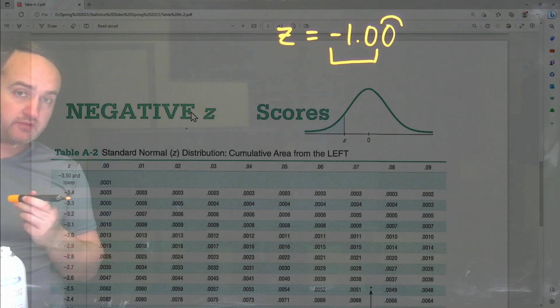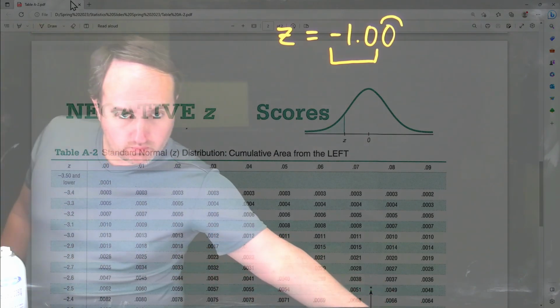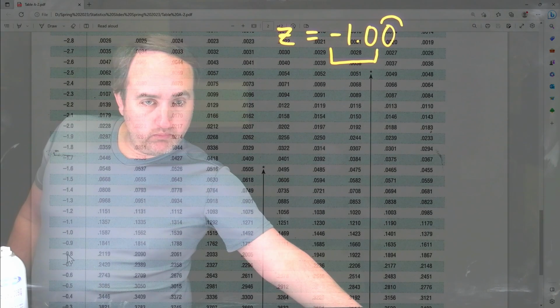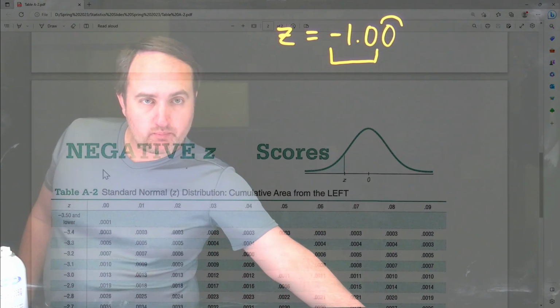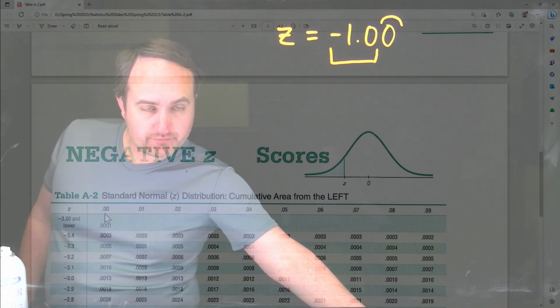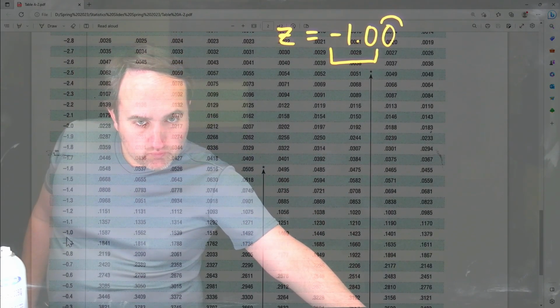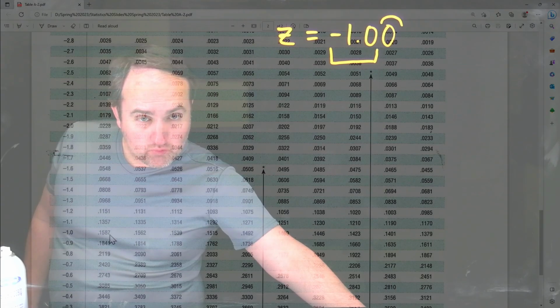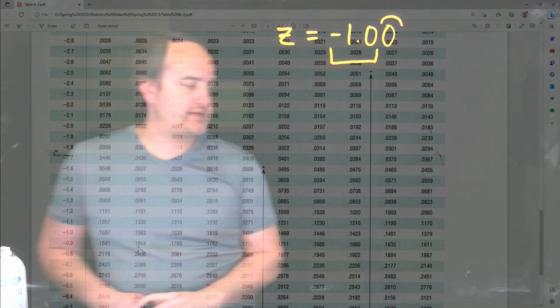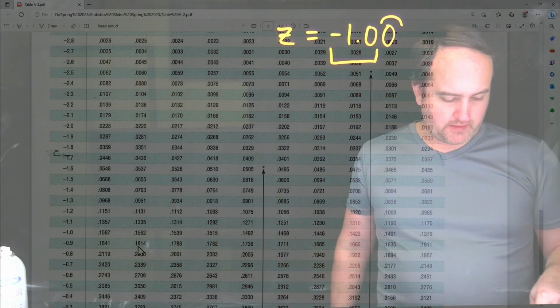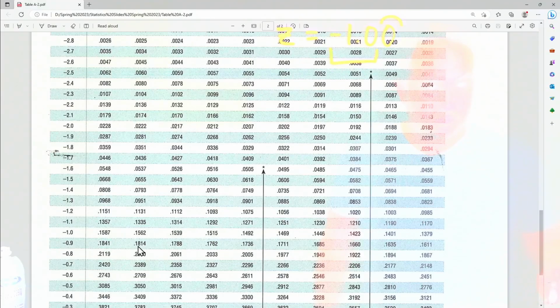Looking at the left side of the table for the row, negative 1.0 is the row, and 0.00 is the first column. Where negative 1.0 and 0.00 meet, we get an area of 0.1587. If you're having trouble reading that, let me switch the view to one where we can see the screen more clearly.